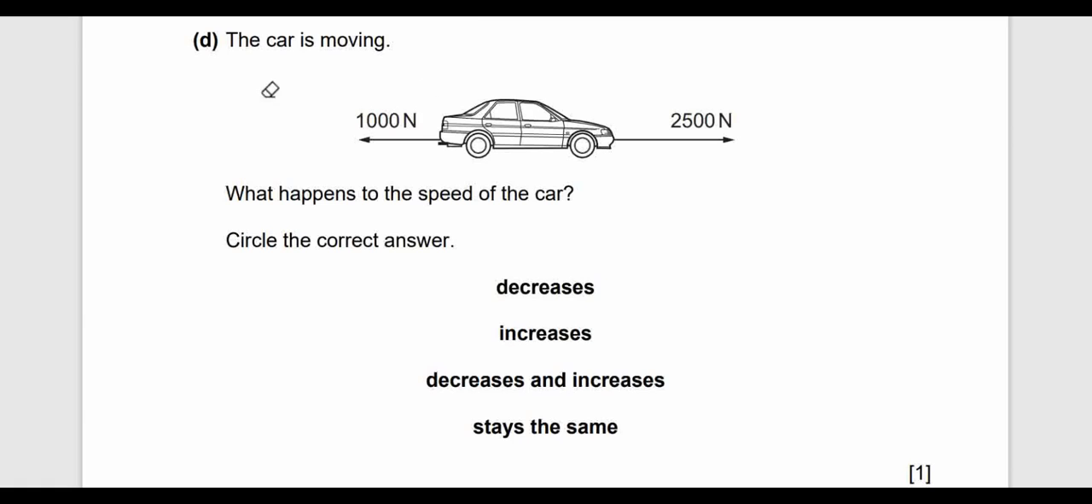Next, here we go. Question D. The car is moving, 1000 to the left, 2500 to the right. What happens to the speed? Circle the correct answer: decreases, increases, or stays the same. 10 seconds or 5 seconds.